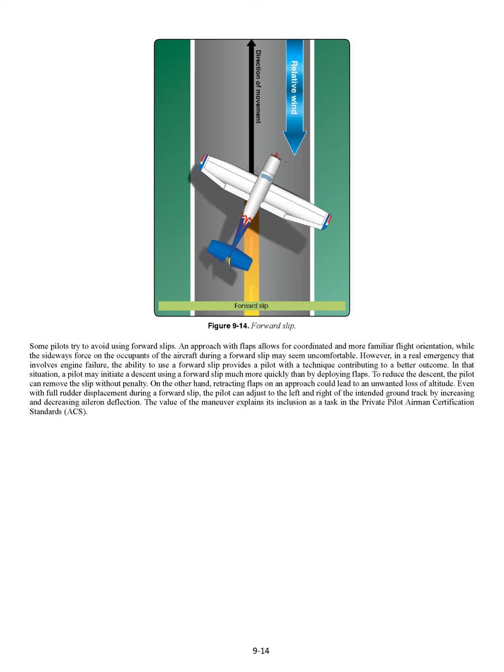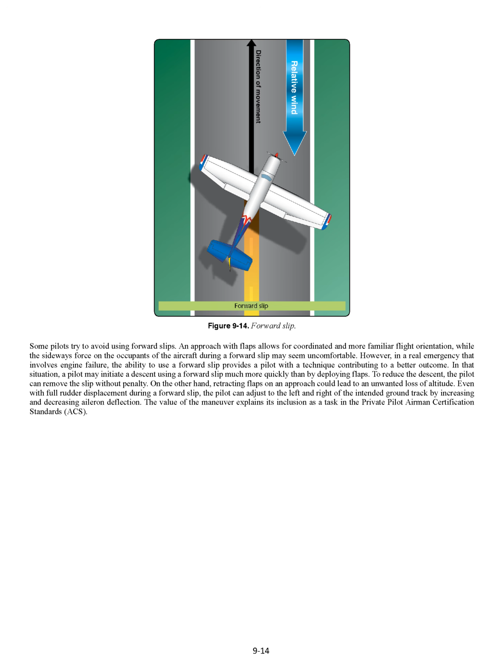In that situation, a pilot may initiate a descent using a forward slip much more quickly than by deploying flaps. To reduce the descent, the pilot can remove the slip without penalty. On the other hand, retracting flaps on an approach could lead to an unwanted loss of altitude. Even with full rudder displacement during a forward slip, the pilot can adjust to the left and right of the intended ground track by increasing and decreasing aileron deflection.